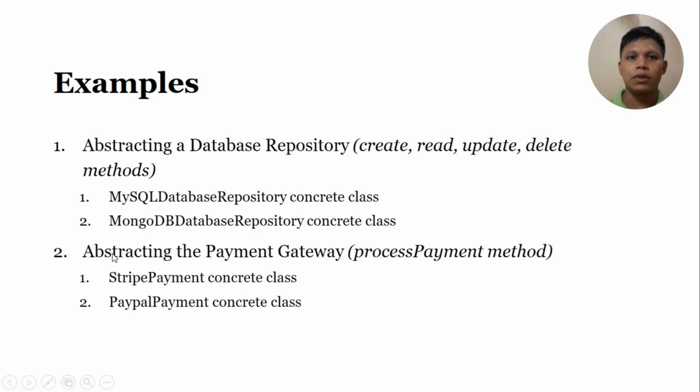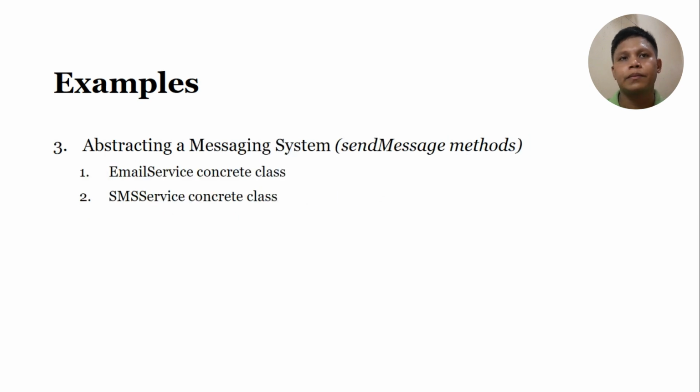Another example is when we are abstracting the payment gateway, and our gateway interface has a processPayment method. We want this method to be implemented through specific concrete classes, let's say Stripe or PayPal, so that our e-commerce application can easily switch from one payment gateway to another, from Stripe to PayPal.